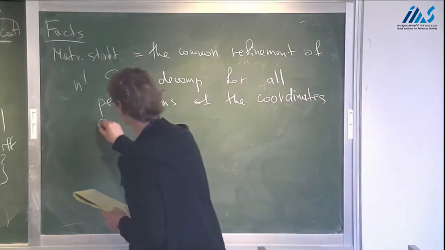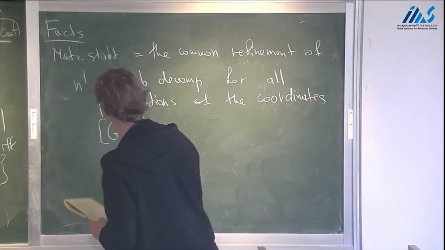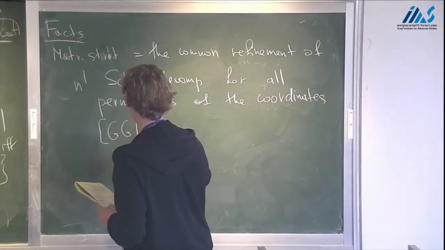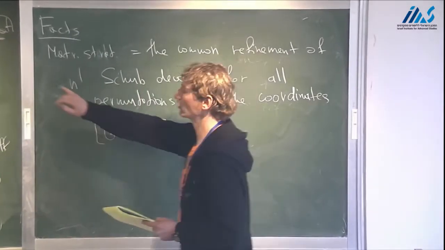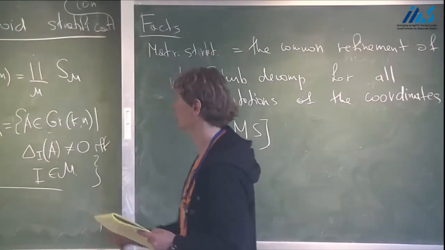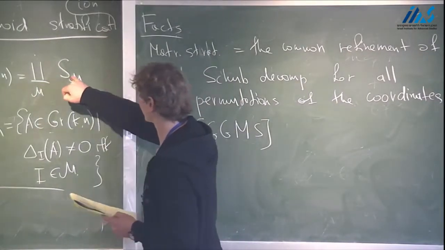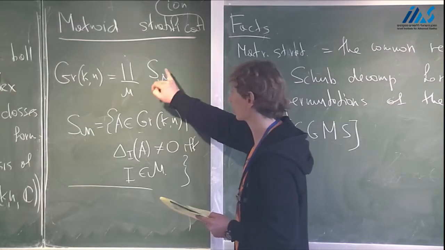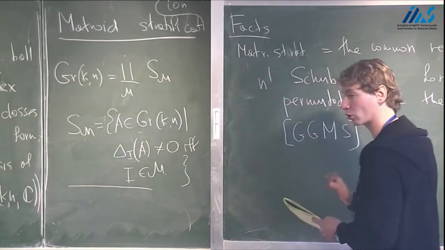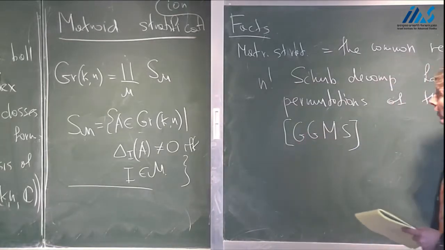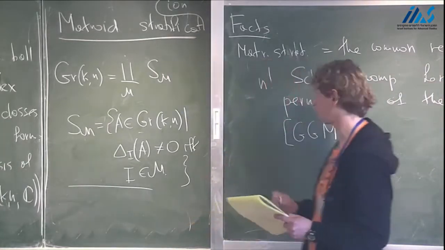This is a theorem that appears in the famous paper of Gelfand, Goresky, MacPherson, Serganova. By the way, this Matroid stratification, sometimes people call it the Gelfand-Serganova stratification. And people call these strata sometimes Gelfand-Serganova cells, fine cells, but as I will mention in a moment, they're not really cells. But anyway, if you hear about Gelfand-Serganova cells, that's the same thing as Matroid strata.